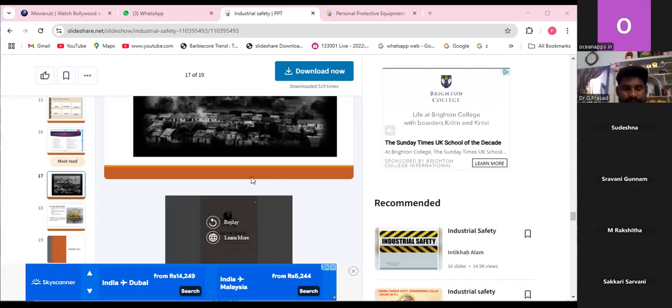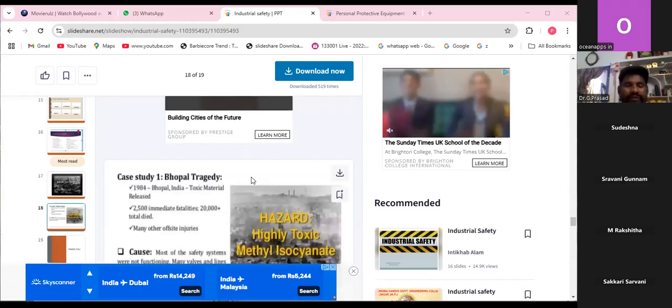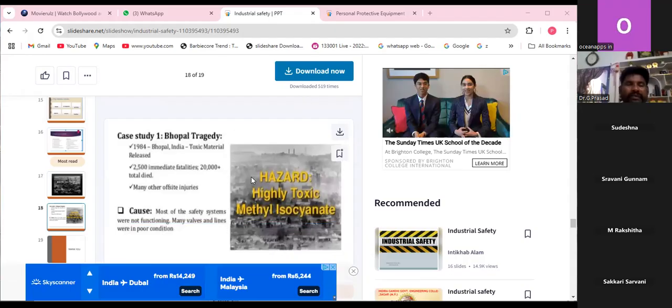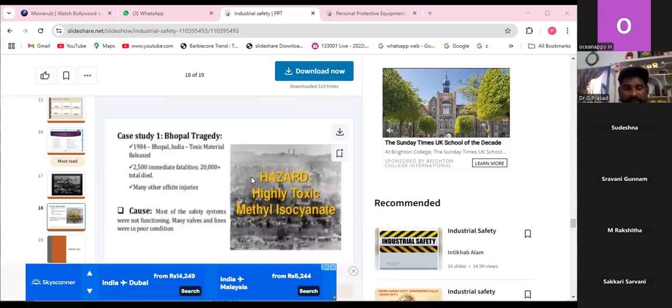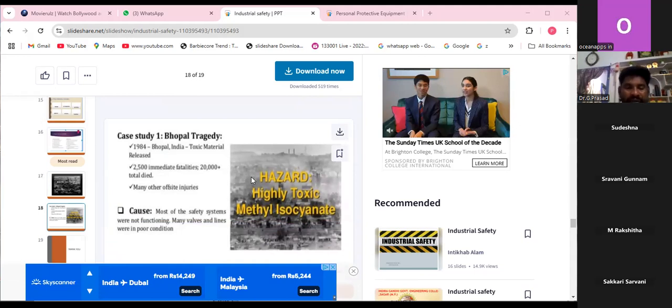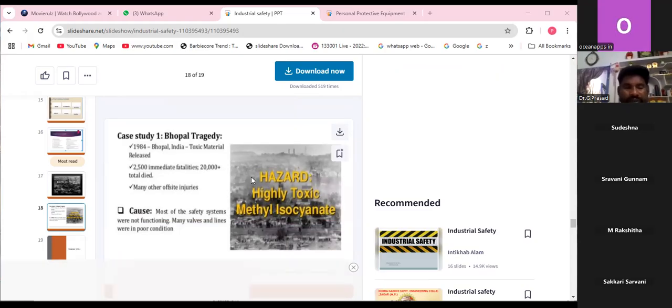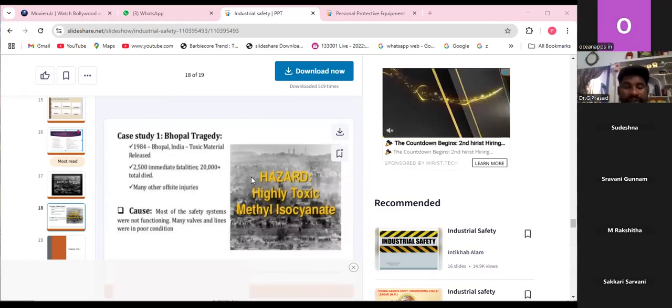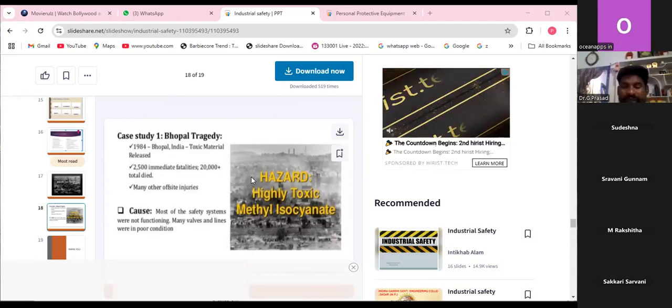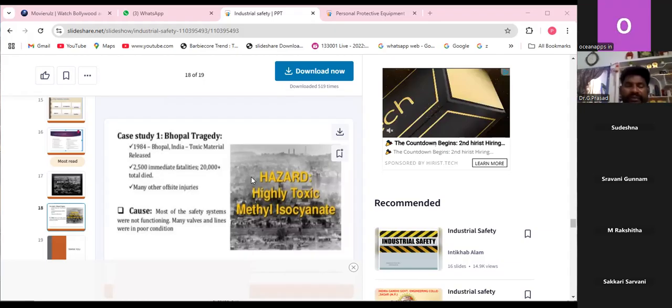Before studying safety in production, we have to do some case studies. The Bhopal tragedy happened in 1984 in India. That is called toxic material. Around 2,500 immediate fatalities, 20,000 plus total died. Many other injuries, a large number of injuries.